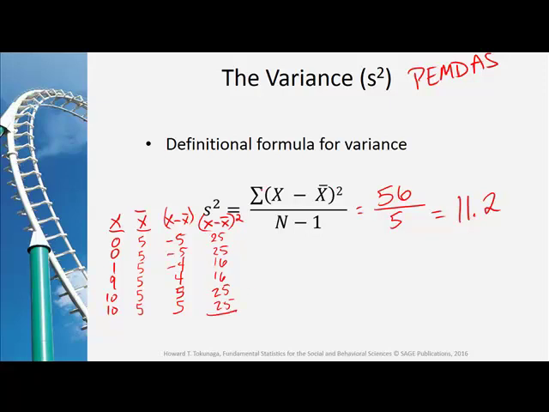That's them squared. Next, add it all together. 1, 2, 3, 4 25s is 100, and 2 16s is 32. I've got 132 divided by 5. 132 divided by 5 is 26.4.